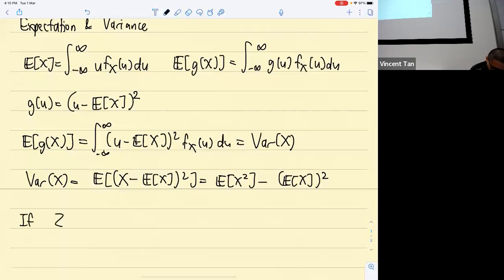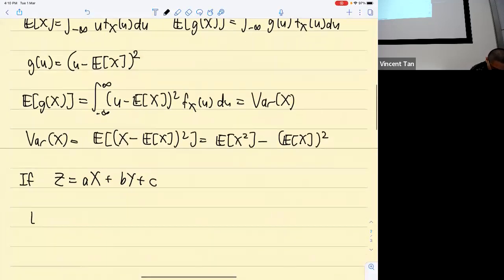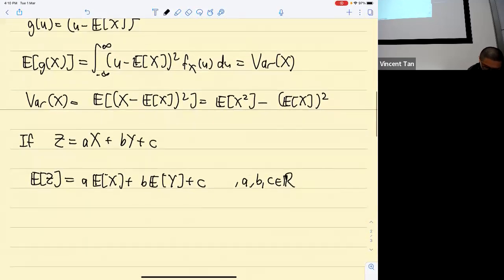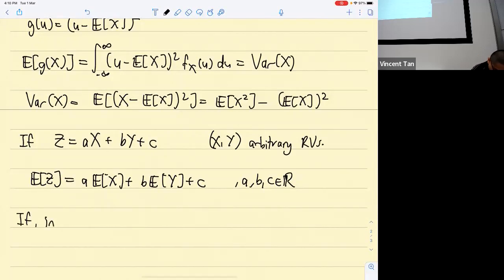So if, in particular, I create a new random variable z that is ax plus by plus c, then it is always true that the expectation value of z is equal to a times the expectation value of x plus b times the expectation value of y plus c, where a, b, and c are scalars, just real numbers. X and y are arbitrary random variables.